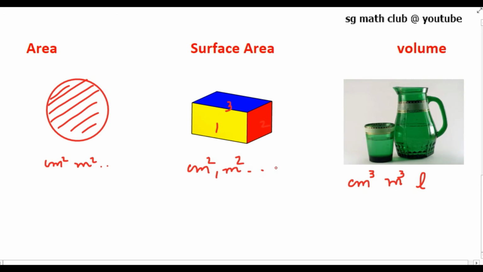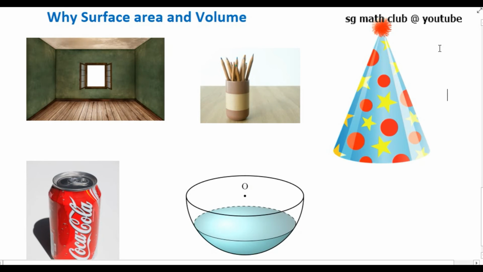In this chapter, since we are dealing with three-dimensional objects like cylinder, cube, cuboid, sphere, hemisphere and cone, we are going to study the surface area and volume of these solid figures, namely cube, cuboid, cylinder, cone, sphere and hemisphere.